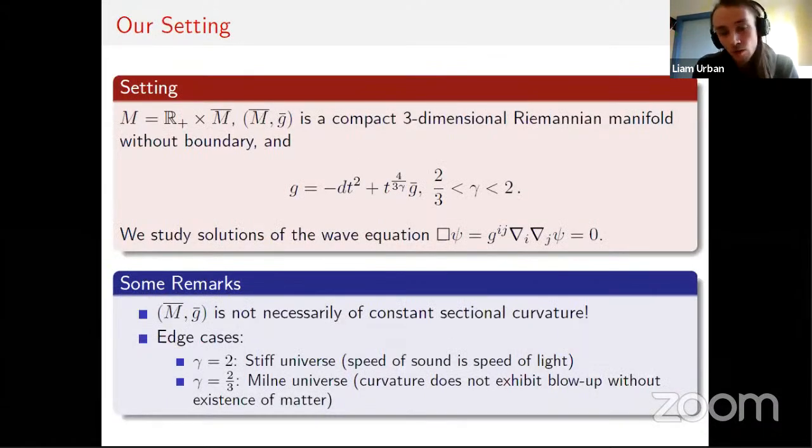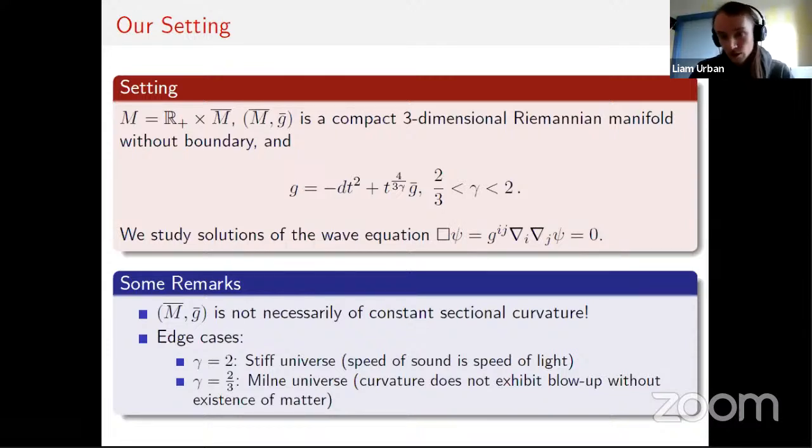Moving on to our setting, we precisely look at four-dimensional spacetime with R as the component for the time and a compact three-dimensional manifold without boundary for space, and then look at something which looks precisely like an FLRW spacetime with this Riemannian metric g bar. And we look at the expansion rate for the case of cosmological constant 0, so t to the power 4/3 gamma, with gamma between 2/3 and 2. I'll comment in a second on those two boundaries. And then we look at solutions to the wave equation on these spacetimes.